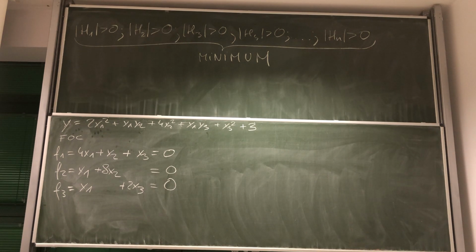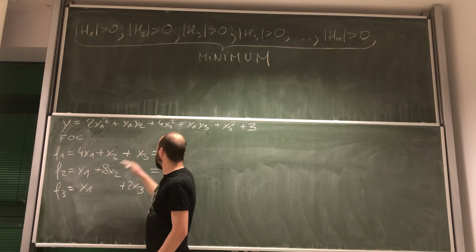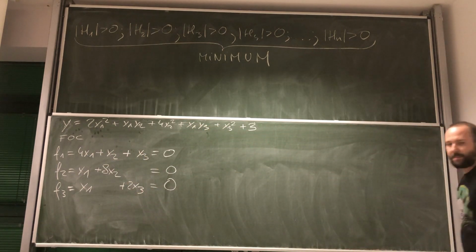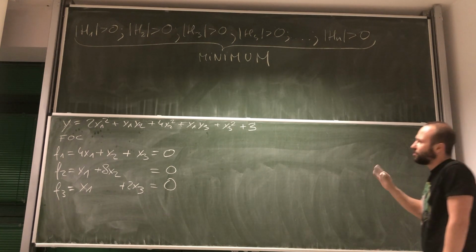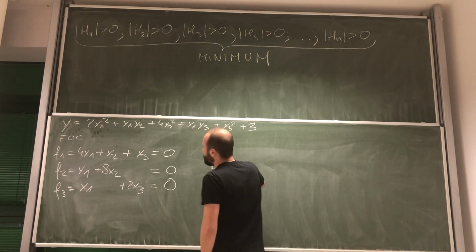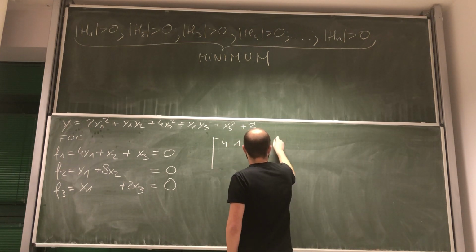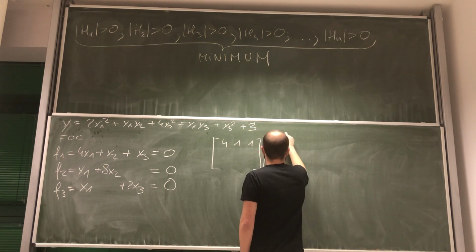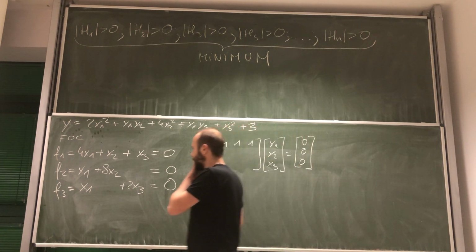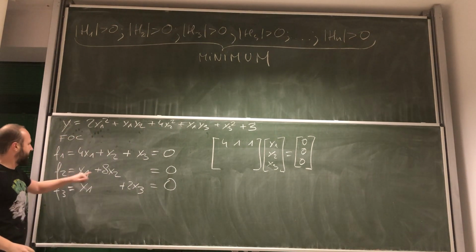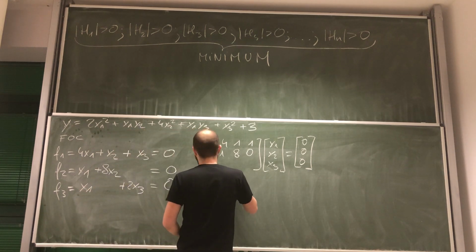So look, what we have right now is a system of three simultaneous equations with three variables. Okay, so the best way to solve it is, of course, using matrix algebra. So let's put it into matrix notation. We got 4, 1, 1, of course, x1, x2, x3 equals 0, 0, 0. Okay, now we've got 1, 8, 0, and we've got 1, 0, 2.